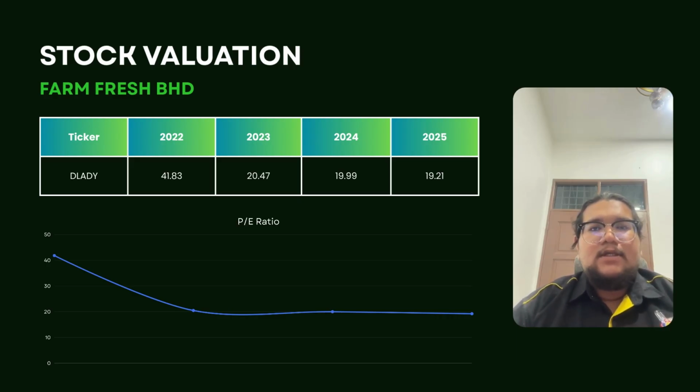Technically, this earnings recovery supports a solid base around the 30 ringgit region with healthy accumulation, making Dutch Lady a compelling low-risk defensive growth entry.